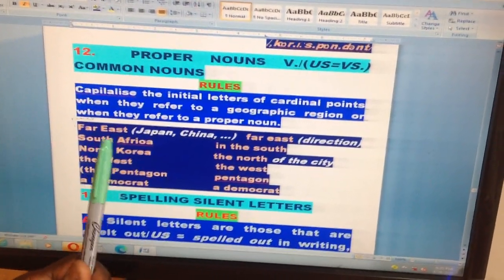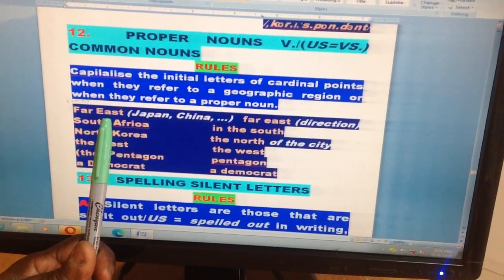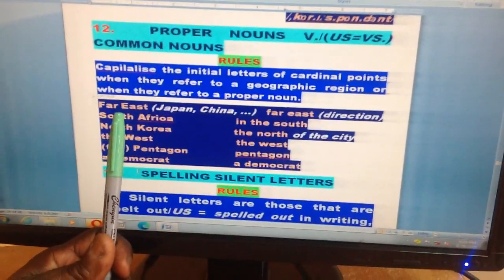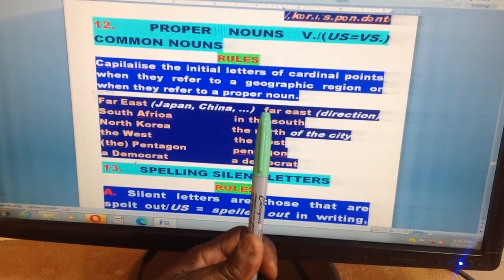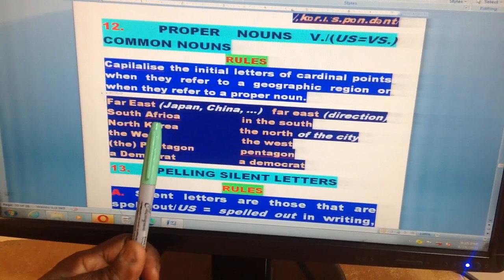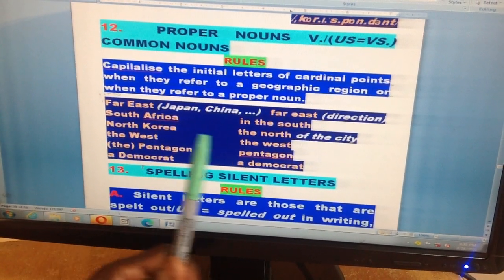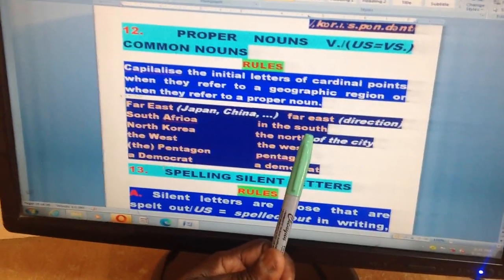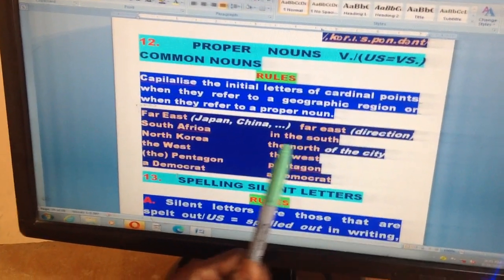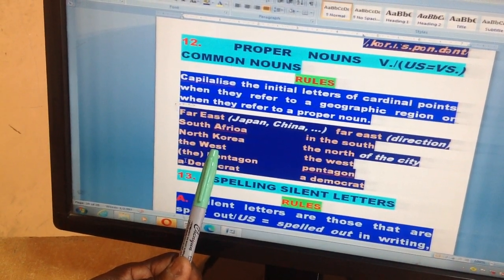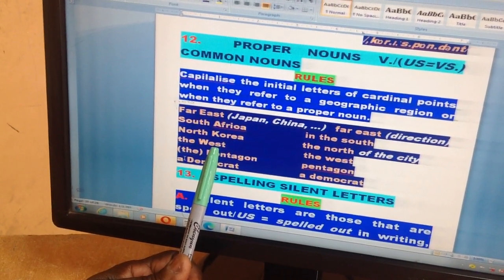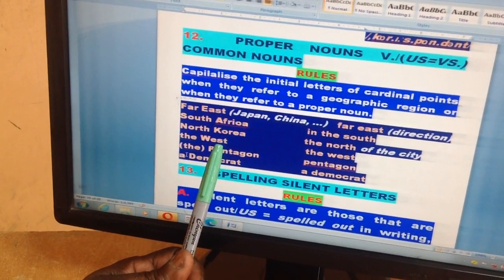If I say Far East like this, if I write like that in writing, I mean a geographic region. If I write like this, I mean direction, small f, small e. South Africa is a country, it's a proper noun. Go south, it's just a direction, small. North Korea, the West, during the Cold War, there was the East and the West bloc. The East, the West, you know, these European capitalist countries.